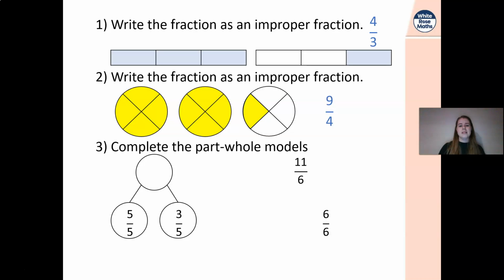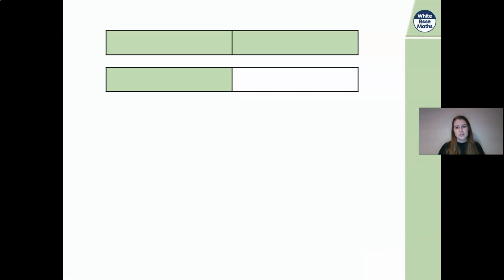Okay. Complete the part-whole models. So we just have to add our numerators together. So 5 add 3 is 8/5, and 11 add 6 is going to give us, so this is where you do the inverse. So how would I find the missing one? I do 11 take away 6, and that's going to give me 5/6. Well done if you got those correct. If you haven't, you need to have a look and see where you went wrong, okay? Because it's going to help you with today's lesson.